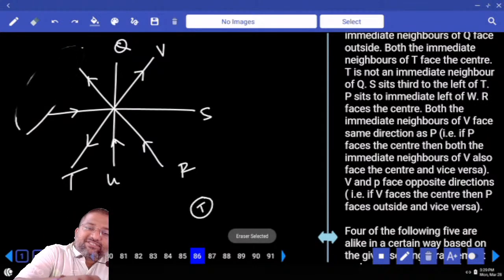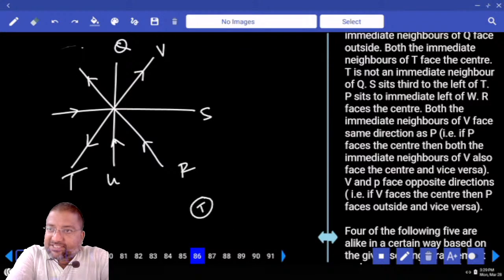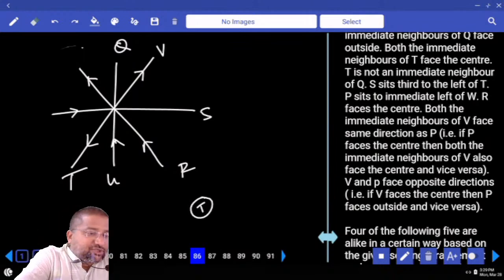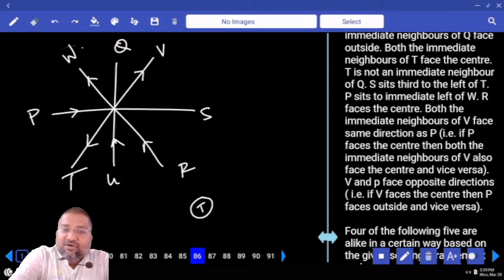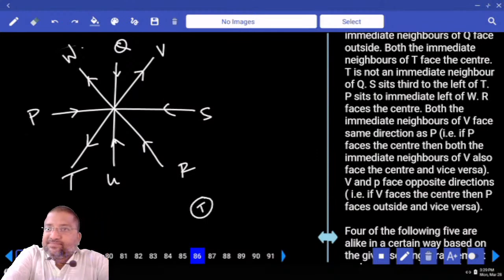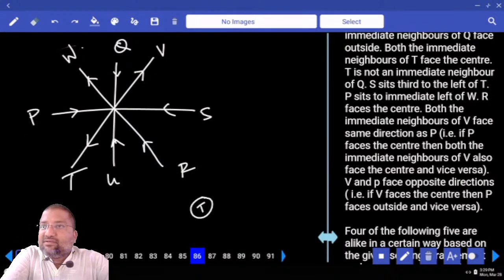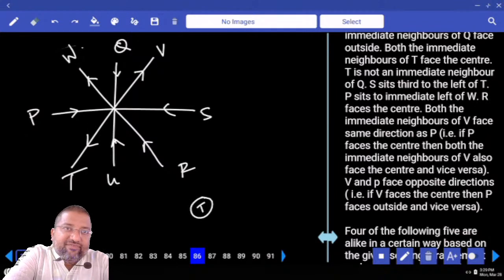V is facing which direction? Outside. So P should be facing inside. This is W. So P is inside. So Q and S should also be inside, because the neighbors of V are facing the same direction as P. Clear to you all? Yes or no? And P sits to the immediate left of W. That condition is also satisfied.